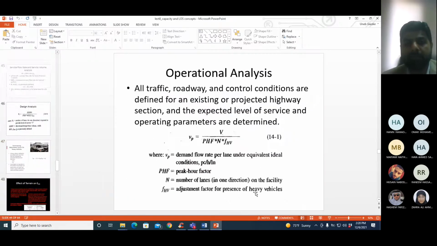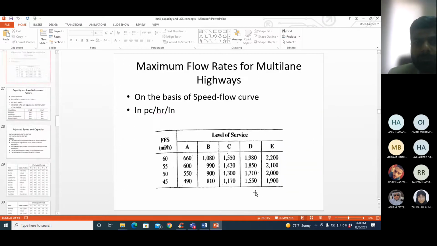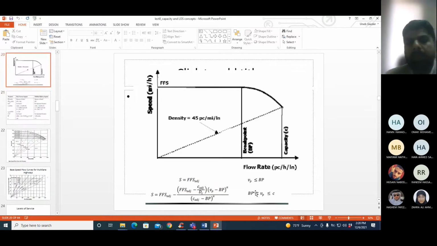The speed of the highway can be either of these two values. It may be equal to free flow speed, or it may be calculated from this equation. How do I decide? I decide on the basis of the value of breakpoint, BP. Okay, so now we need to calculate BP so that I know whether I should take it equal to free flow speed or I should use this equation to calculate it. So if VP is less than or equal to BP, the speed is free flow speed. If it is more than that, then the speed has to be calculated.